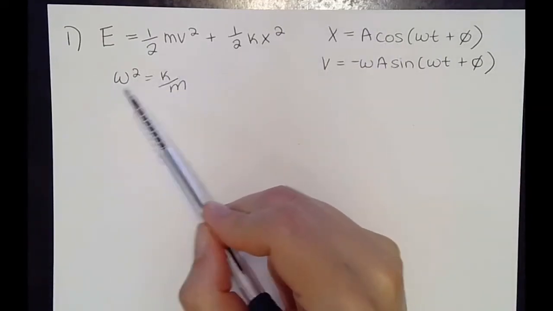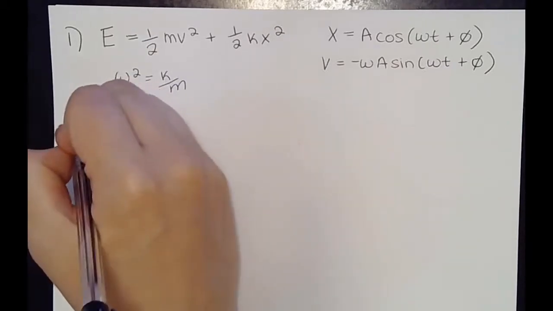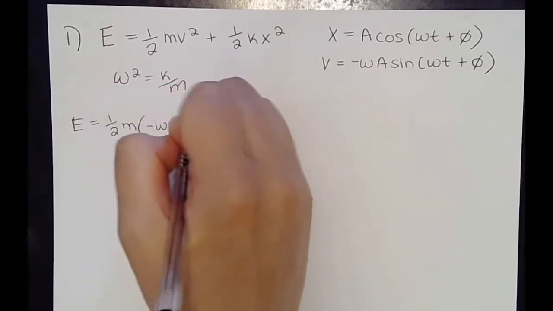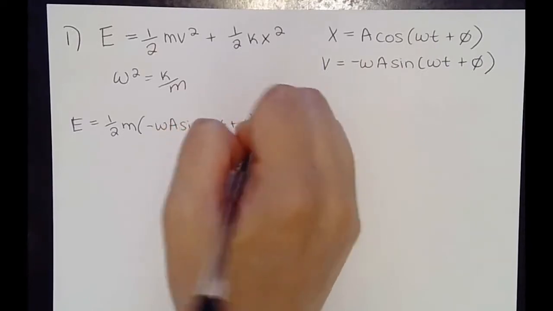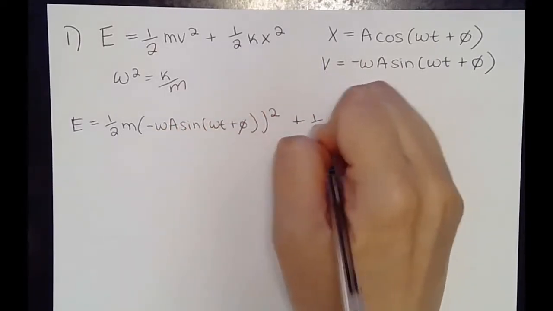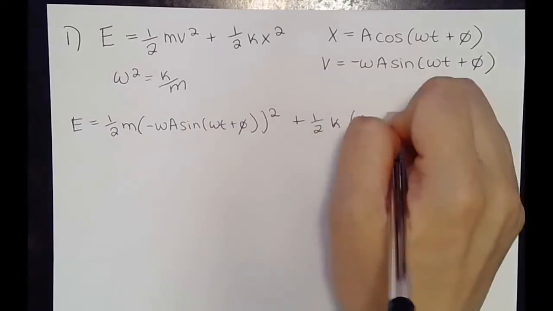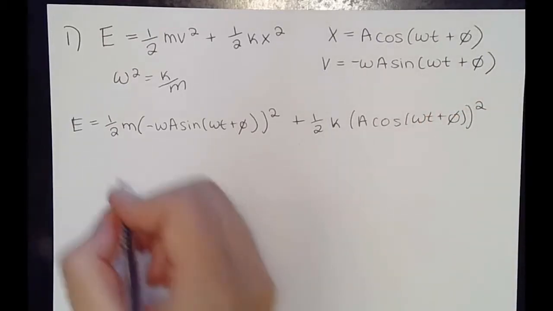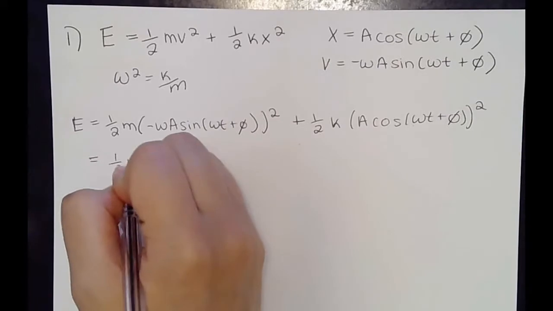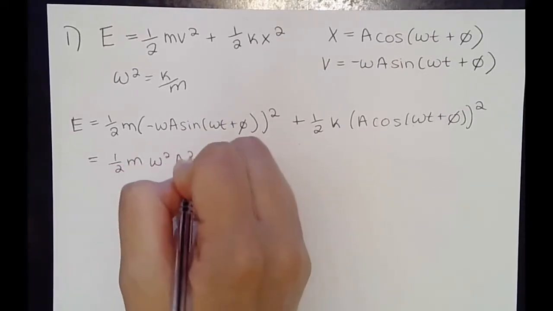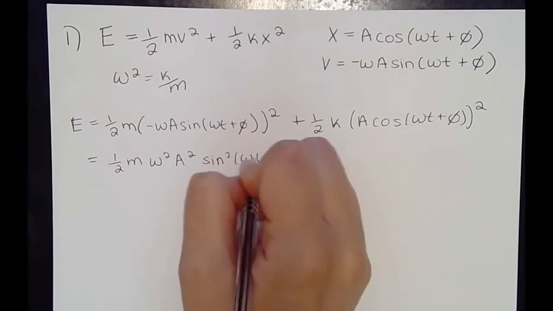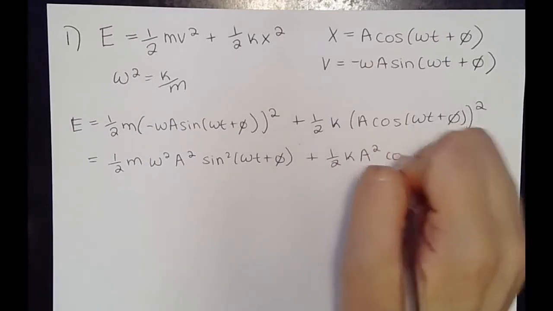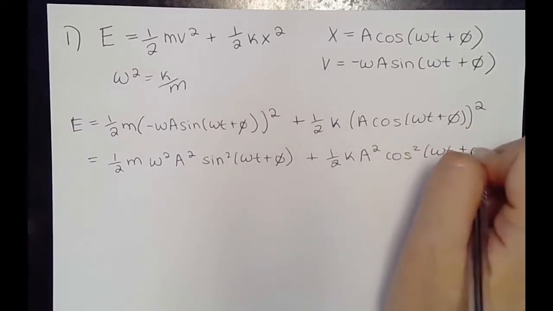We also have omega squared equals k over m. So I'm going to plug them in. We have E equals 1/2 m (negative omega A sine(omega t plus phi)) squared plus 1/2 k (A cos(omega t plus phi)) squared. Now to simplify, this will be 1/2 m omega squared A squared sine squared(omega t plus phi) plus 1/2 k A squared cos squared(omega t plus phi).